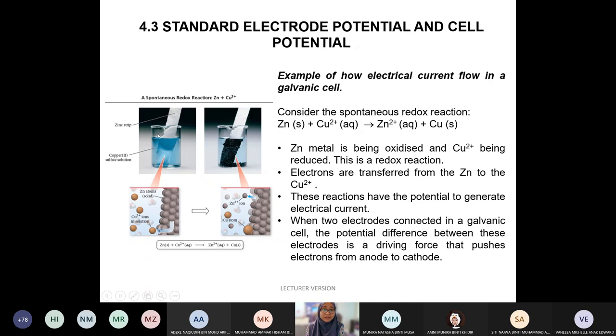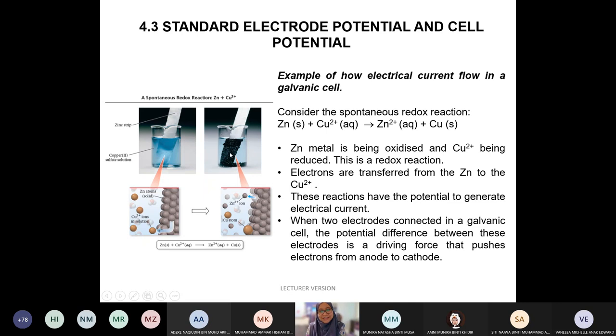As you can see, the intensity of the color of the solution, can you see? Initially it was blue, now it becomes less blue. What causes it to be blue is the presence of copper 2 plus. Since copper 2 plus has been reduced to copper atoms, there is less copper 2 plus in the solution, which means less intensity of the blue color. What you see here is the copper that has been deposited on the zinc strip.